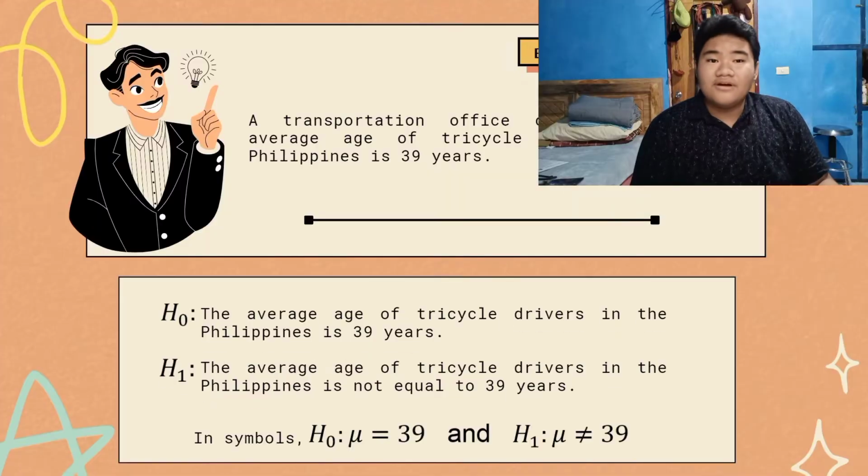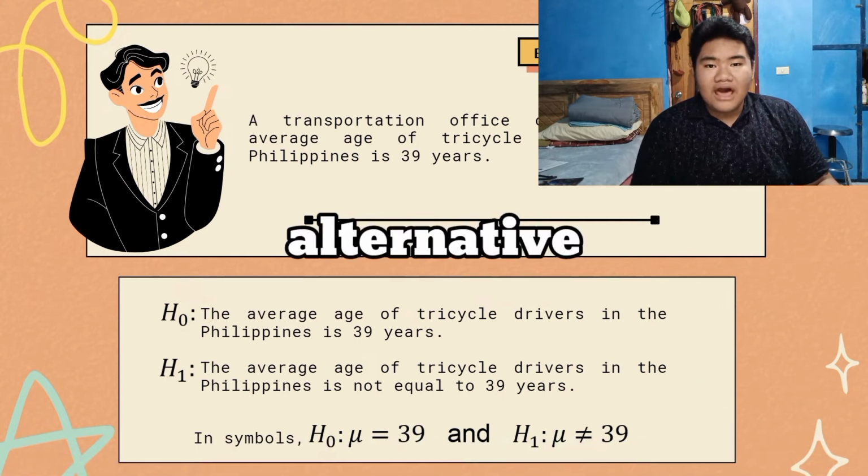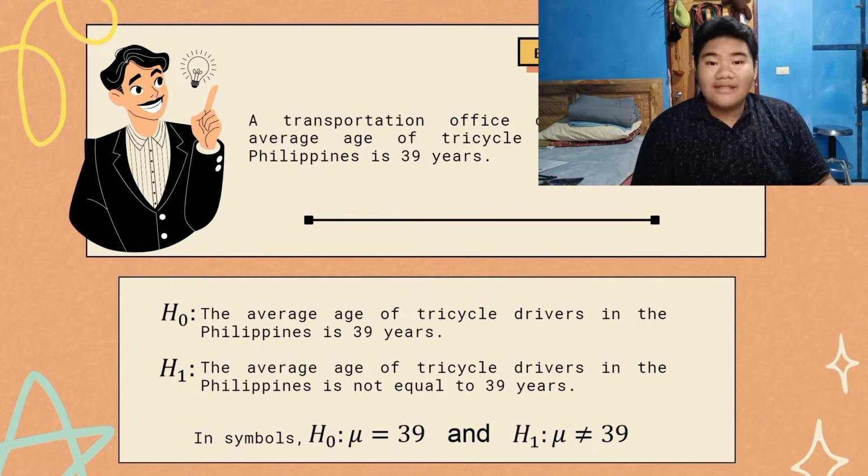39 years. Because as stated earlier, it is different than the hypothesized value of the null hypothesis. I forgot to mention, in symbols, it can be presented as null hypothesis, population mean equal to 39, and alternative hypothesis, population mean not equal to 39.